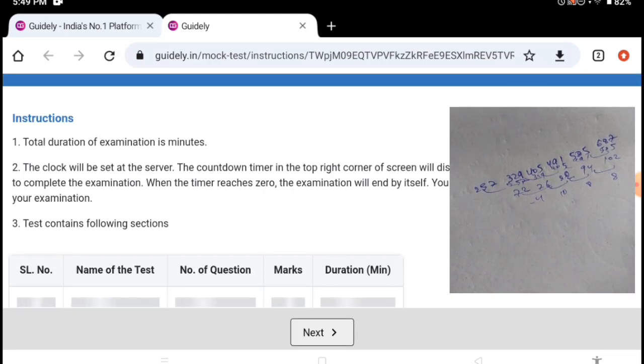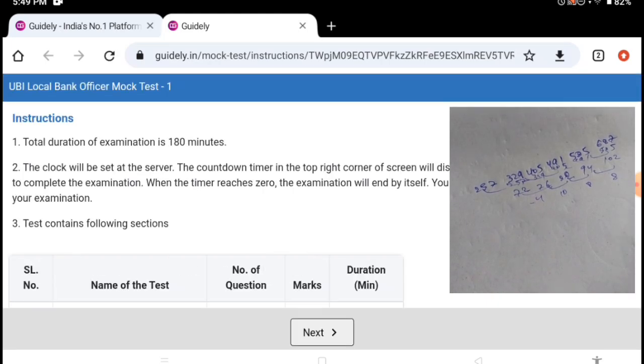This is the last UBI live mock test from my side because I have my exam on 5th December. On 4th December onwards, this UBI Local Bank Officer examination starts. So that's why this is my last mock test.